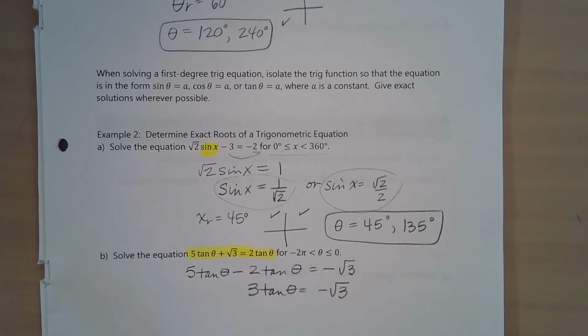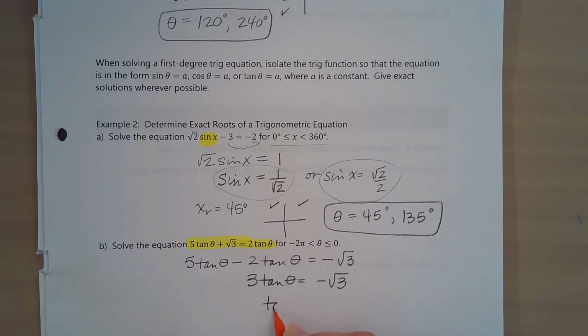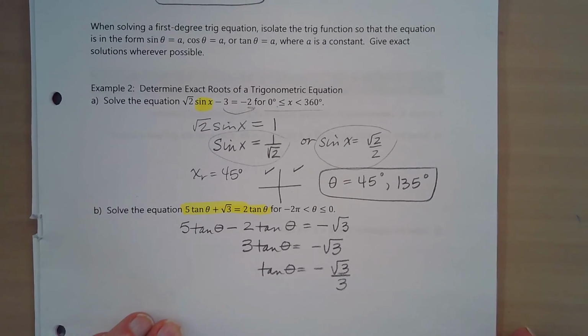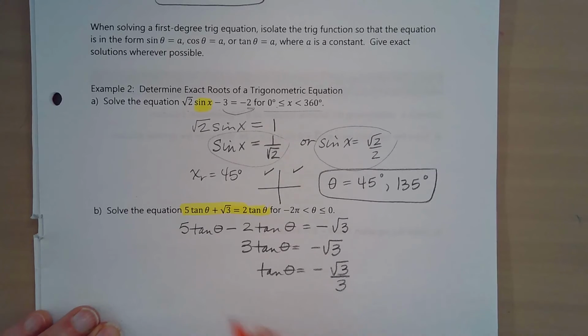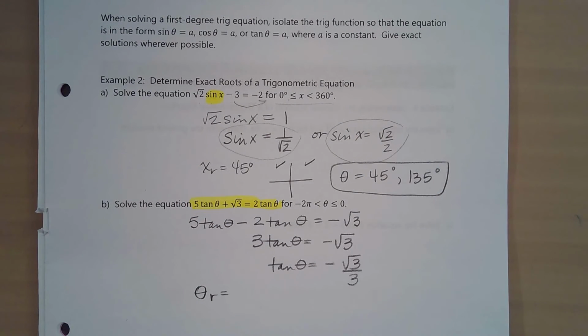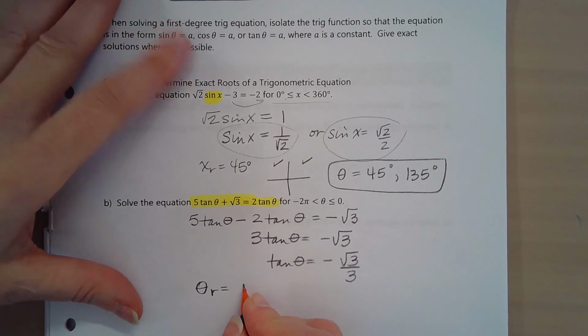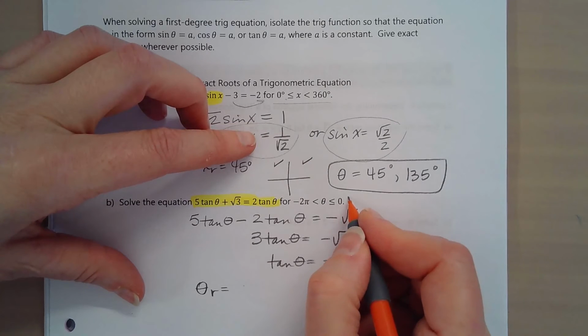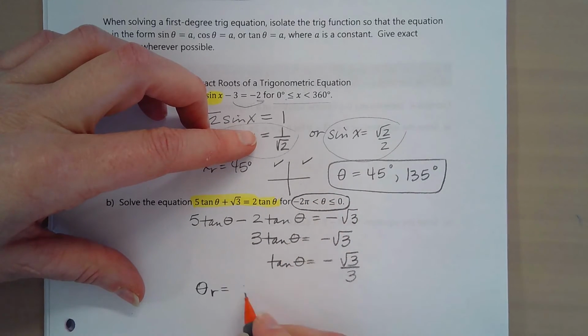Okay, last step. So tan's isolated now, right? So what's my reference angle for root 3 on 3? I don't think of the negative when I'm doing my reference angle. It's where is tan equal to root 3 on 3? Radians. So it's pi on 6.